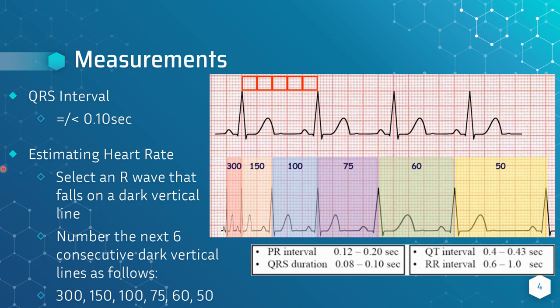And remember, your QRS is your ventricular depolarization, so the contraction of the ventricular tissues. And really, the biggest thing is that if the QRS's interval is greater than 0.2 seconds, then that's other things that we look for.